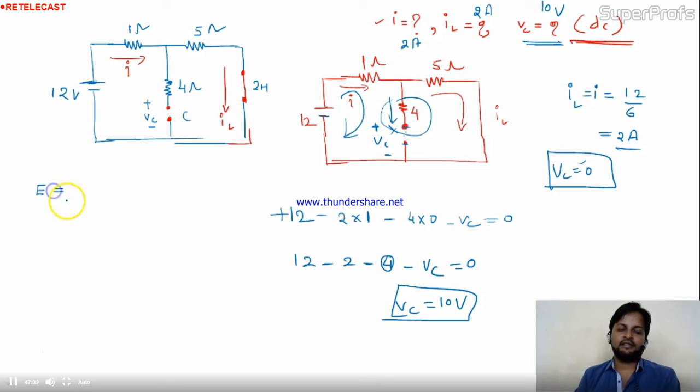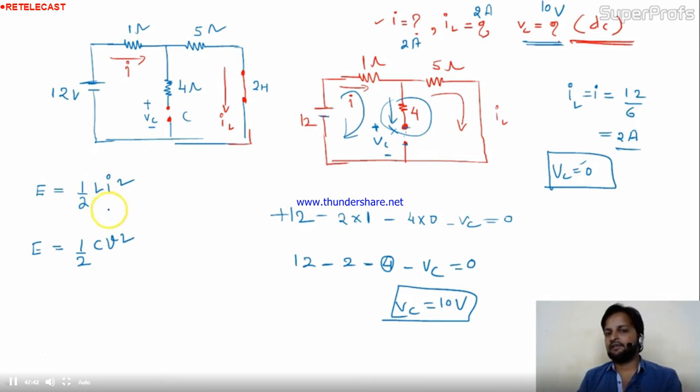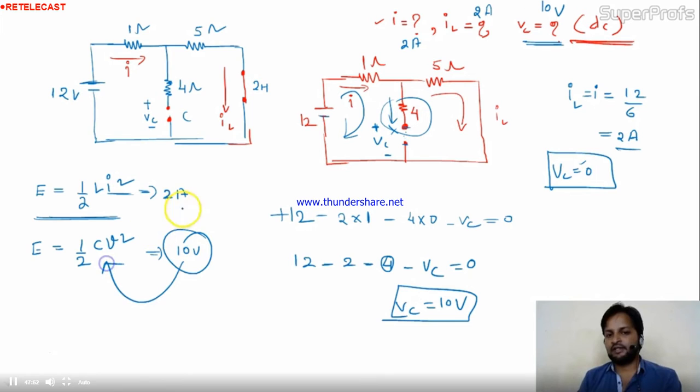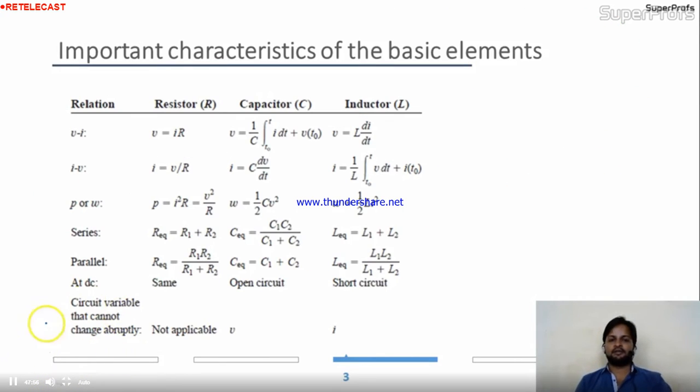So energy in the inductor is nothing but half Li square. Energy in the capacitor is nothing but half CV square. I think you can easily determine this. How? Because you have the value of I, that is 2 ampere. You have the value of V, that is 10 volt. So easily you calculate the energy over here. Is it clear to you? I hope.